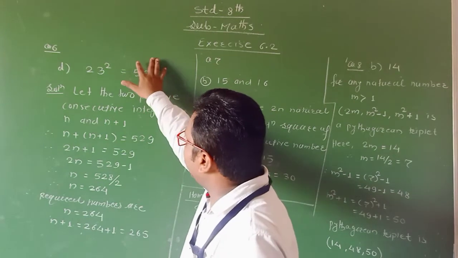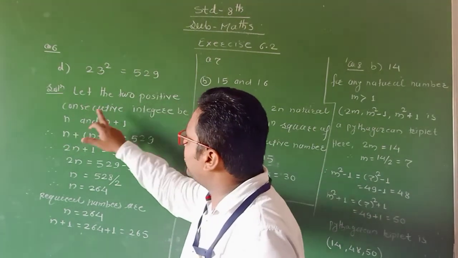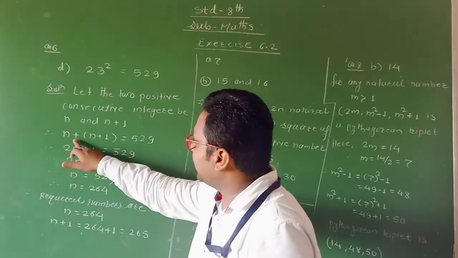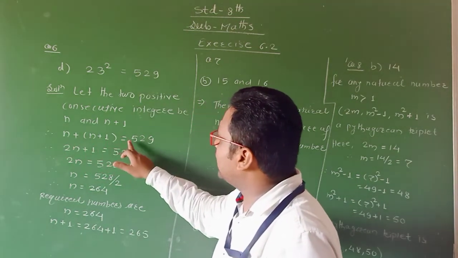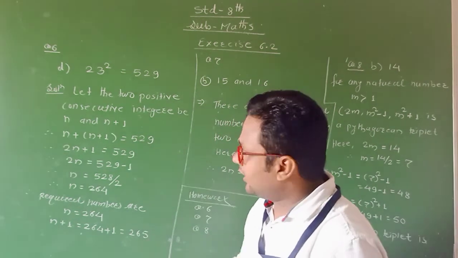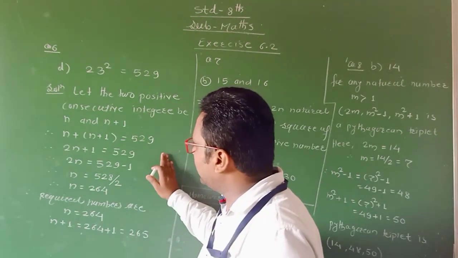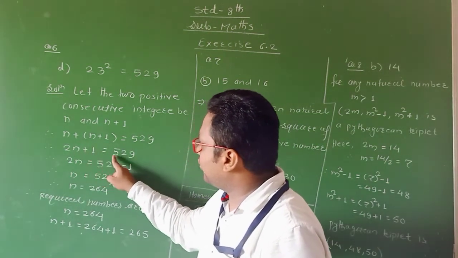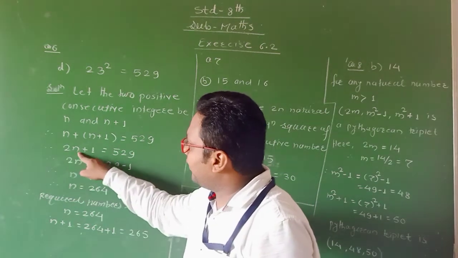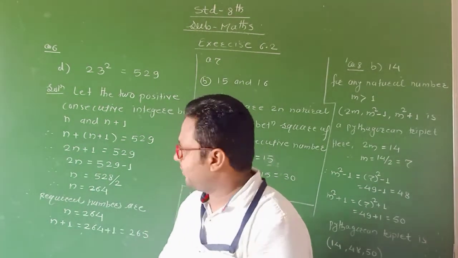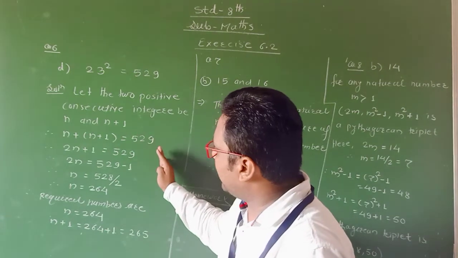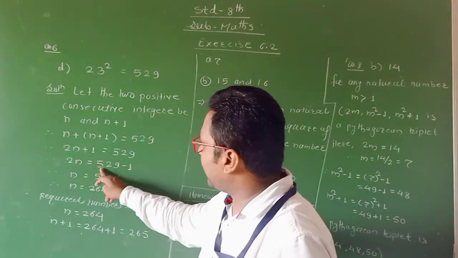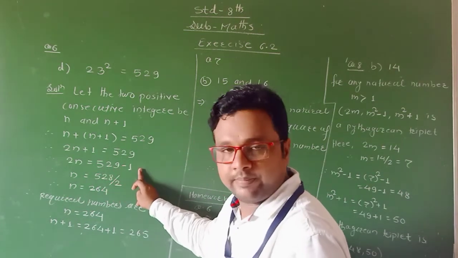Now we express 529 as a sum of two consecutive integers. Therefore, we write n plus n plus 1 is equal to 529. Then we solve the equation to find the value of n. N plus n, here we get 2n plus 1 is equal to 529. The variable term 2n stays on the left hand side. We transfer the 1 to the right hand side of the equation, and it becomes minus 1. Then we get 2n is equal to 529 minus 1.